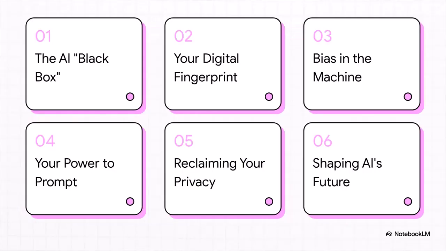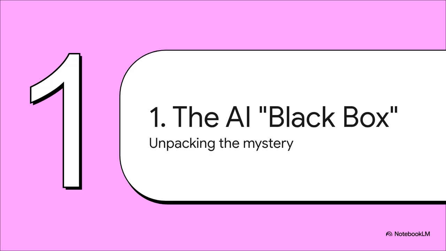To do that, we've got a clear roadmap. First, we're going to peek inside that black box. Then, we'll talk about your digital fingerprint and how it's basically the fuel for AI. We'll get into the really serious issue of bias, but then we'll flip it and talk about your power to influence AI. And finally, we'll cover how you can reclaim some privacy and help shape a better future for AI. So let's start unpacking that mystery.